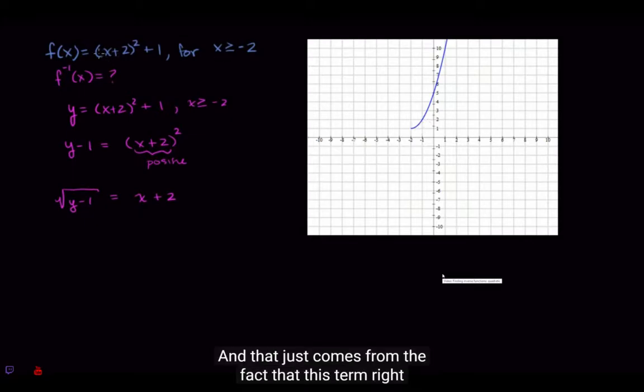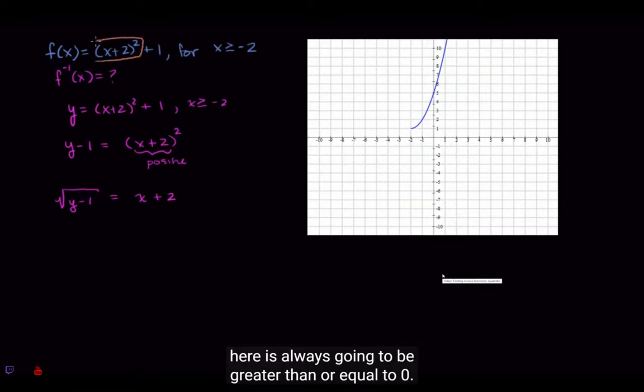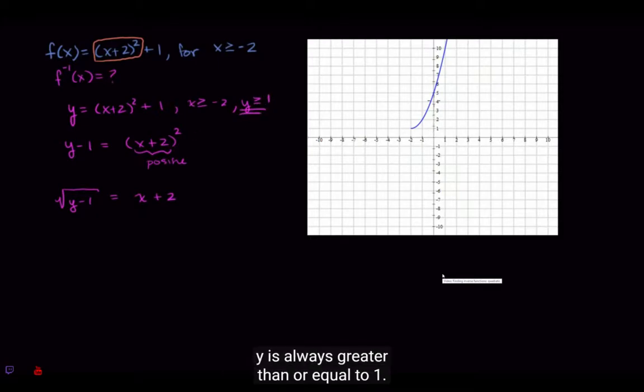And that just comes from the fact that this term right here is always going to be greater than or equal to 0. So the minimum value that the function can take on is 1. So we could say for x is greater than or equal to negative 2, and we could add that y is always going to be greater than or equal to 1. Right? The function is always greater than or equal to 1. And the reason why I want to write it at this stage is because later on we're going to swap the x's and y's. So let's just leave that there.